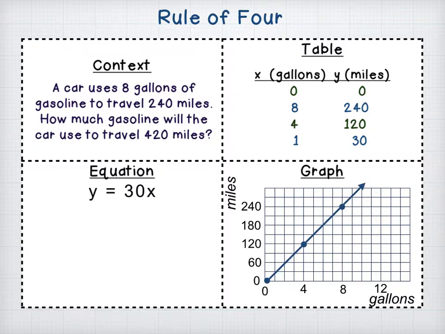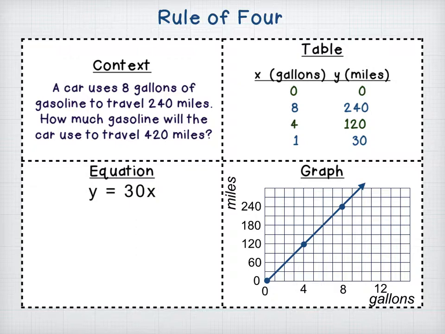And so in this direct variation problem, notice in the context we have a proportional relationship. In the table of values, there's a multiplicative relationship that whatever x is, I'm going to multiply it, in this case by 30 to get y. My equation will be in the form y equals kx, and my graph will be a straight line going through the origin.